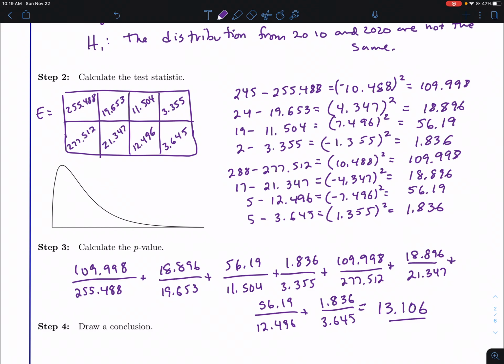All right, so assuming I haven't made any mistakes, which hopefully, knock on wood, it looks like my test statistic is going to be 13.106, which is pretty big. So this is looking pretty good that the distributions are not the same.